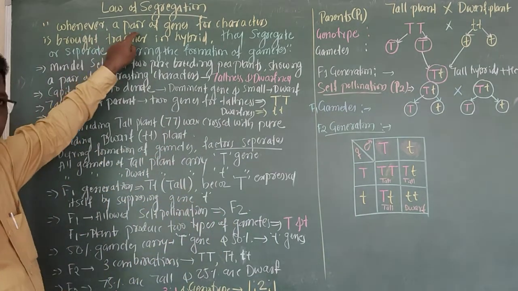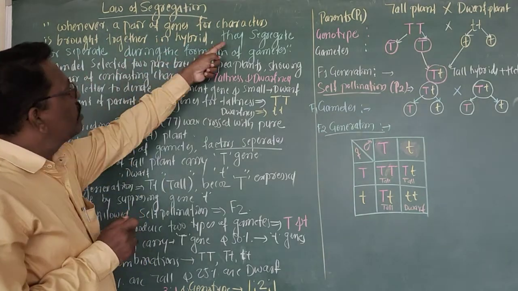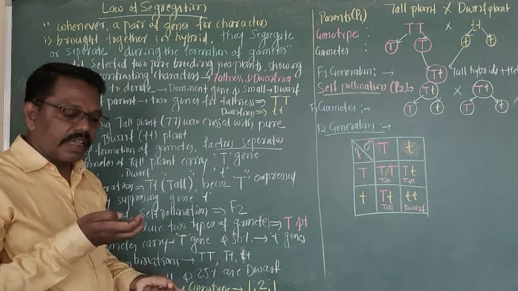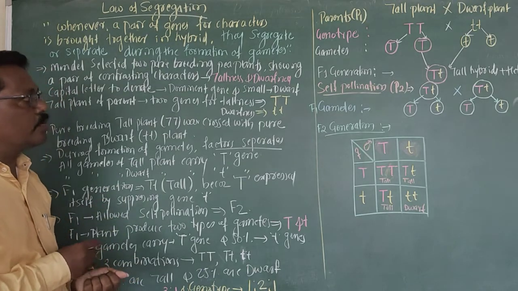That is, whenever a pair of genes are brought together within a hybrid, they will segregate or separate during the formation of the gamete. That is called the first law, or the law of segregation.